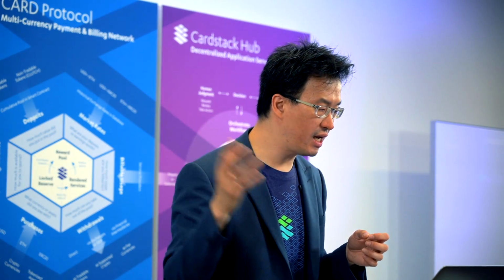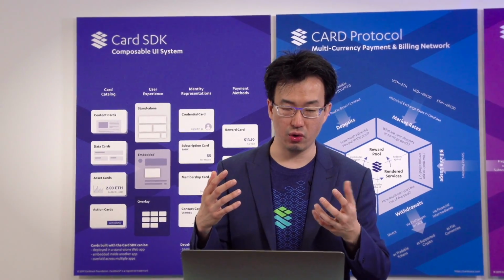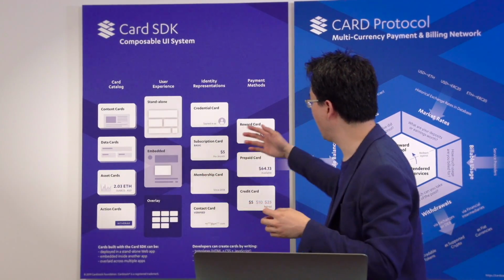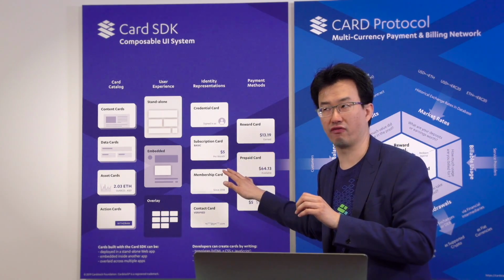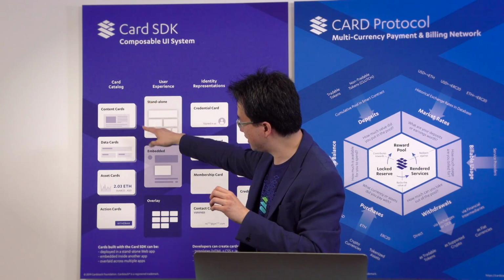So Card SDK is a composable UI system, which means that the user will be able to build and use the cards that have been built. So in this particular poster, we highlighted four different types of cards that exist. One is the stuff that is more like content and data, right?